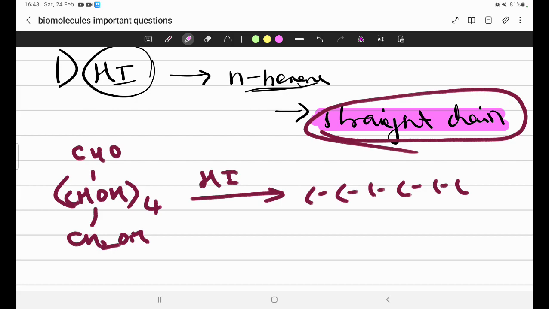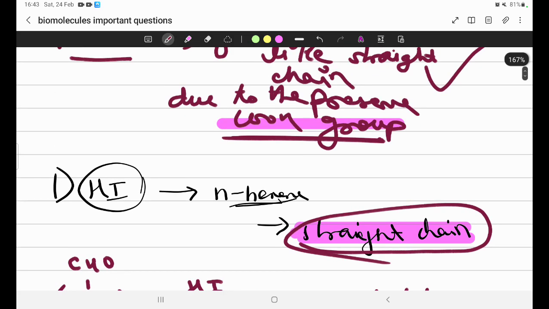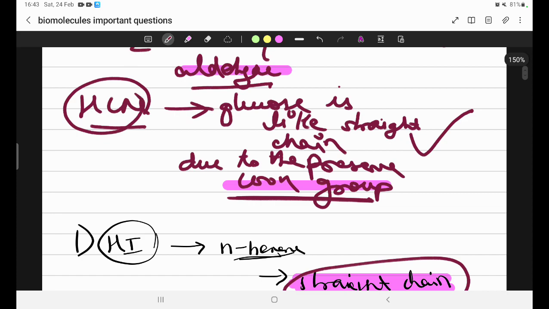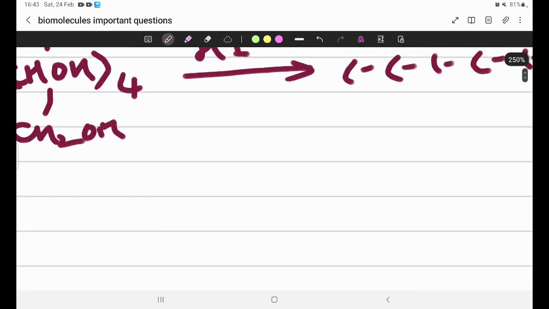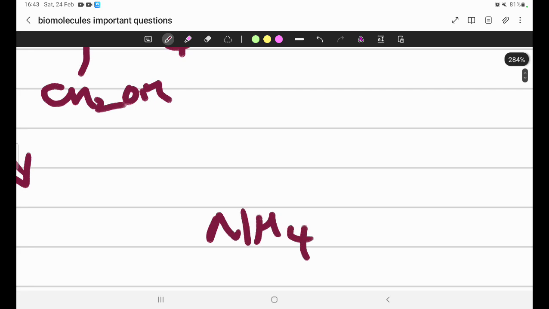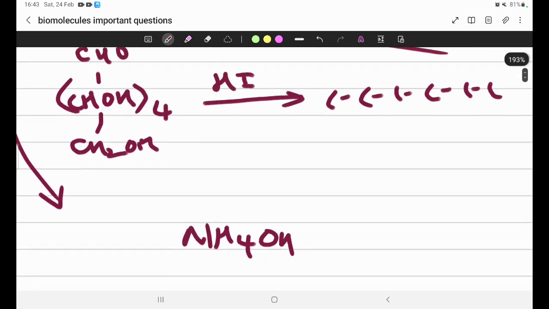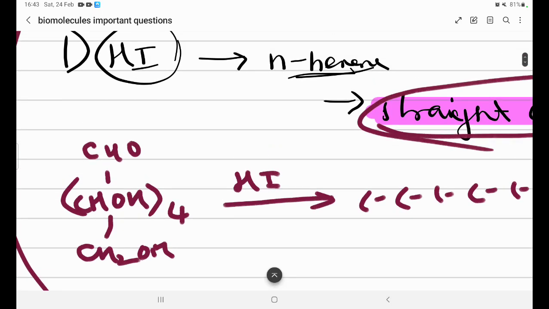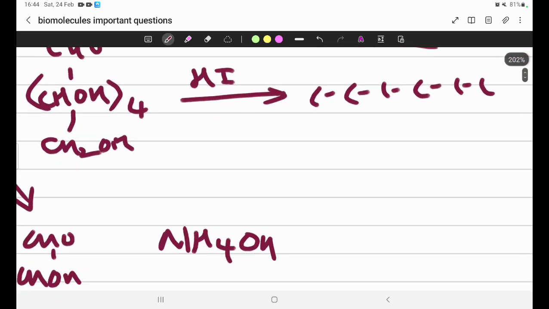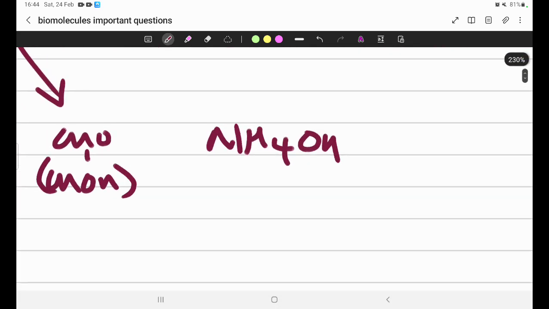So this also is used to show the presence of carbonyl group. You can use HCN to show the presence of carbonyl group, or you can use one more method, that is called hydroxylamine. NH4OH you just add, and then the same structure of glucose, CHO, CHOH the whole 4, CHOH the whole 4, and CH2OH.